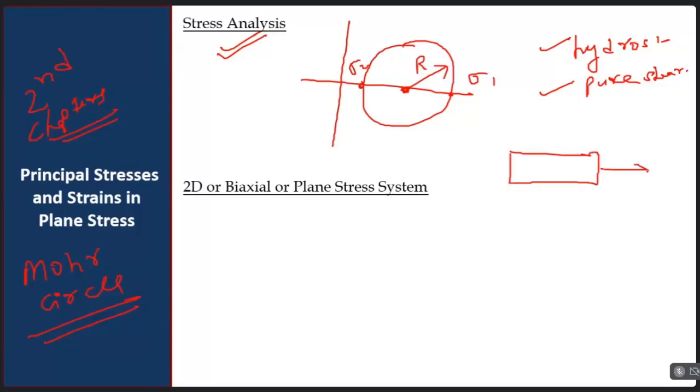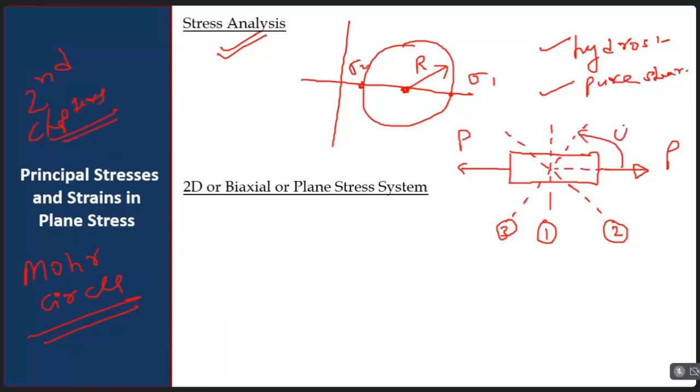Suppose we have a body, suppose we have a bar, and it is subjected to a tensile force, let's say P here. So what's the value of stress on this plane? So we have plane number one, plane number two, plane number three. We can have an infinite number of planes in the body at different angles theta, and the different planes have different values of sigma and tau, that is normal stress and shear stress.